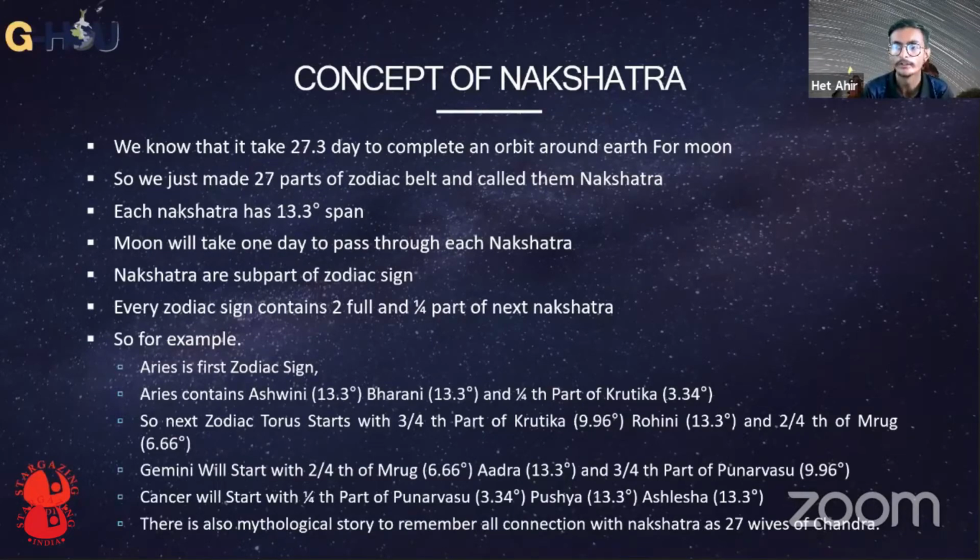Also, there is a mythological story to remember the connection of the nakshatras: the 27 wives of Chandra. Here we have seen that the Moon takes 1 day to pass through each nakshatra. So the Moon stays with one wife each day.